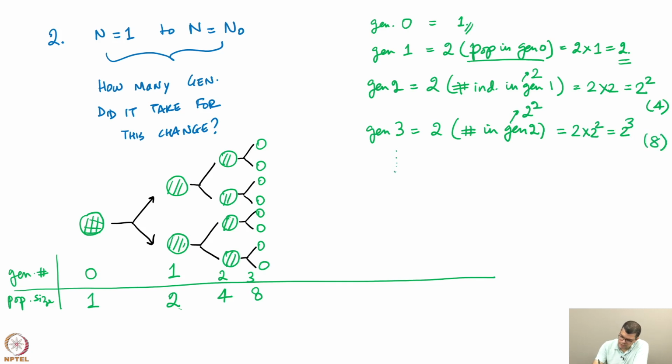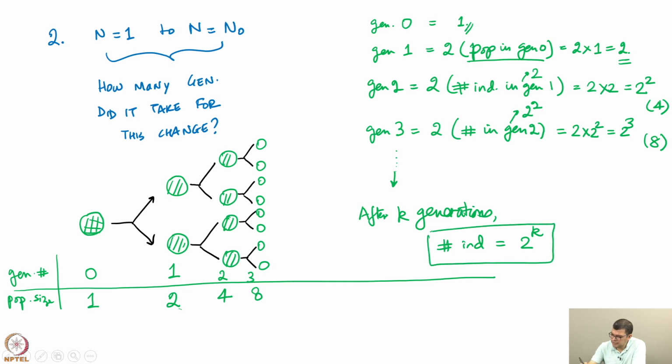And we can keep on building this logic until we realize that after k generations, the number of individuals in the population will be 2 to the power k. And we can verify this by checking here that after one generation, the number of individuals was 2 to the power 1. After 2 generations, it was 2 to the power 2. After 3, it was 2 to the power 3. And after k, it will be 2 to the power k. So, that is what we understand from here.